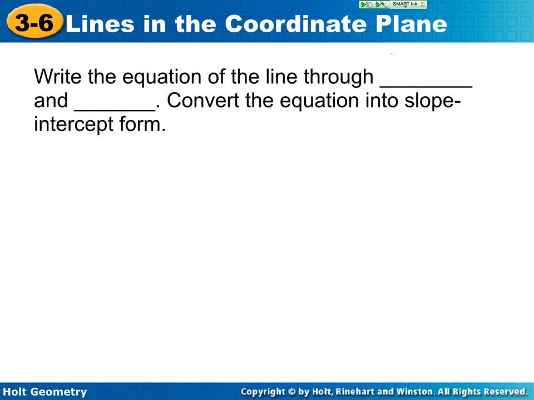Okay, let's give you 2 points. Let's go with 6, 8, and the point -4. Let's see. Yeah, I was going to put a 2. I don't know if that'll work very good. You'll probably run into a fraction. Write the equation of the line that goes through those 2 points and convert it into slope-intercept form. Work with your partner.